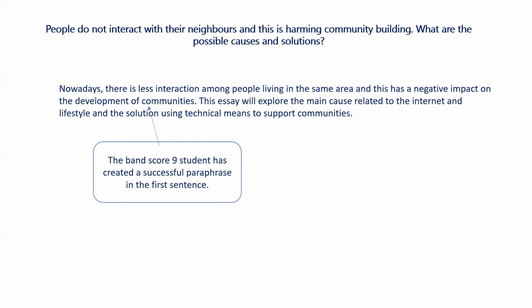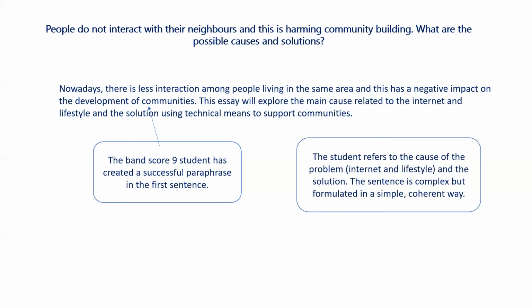So here the band score, I would say this is band score 9 student, has created a successful paraphrase in that first sentence. Then he refers to the cause of the problem, the internet lifestyle, and the solution. The sentence, it's a little complex, but it is coherent and it's understandable. And he answers the question, which is the main thing.